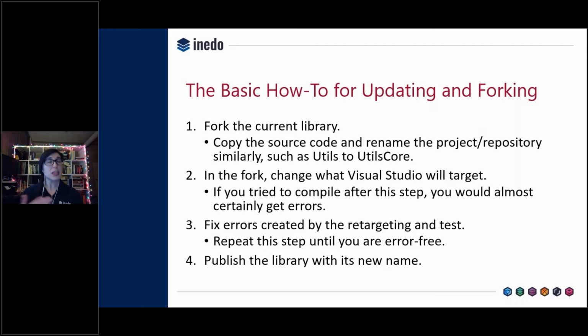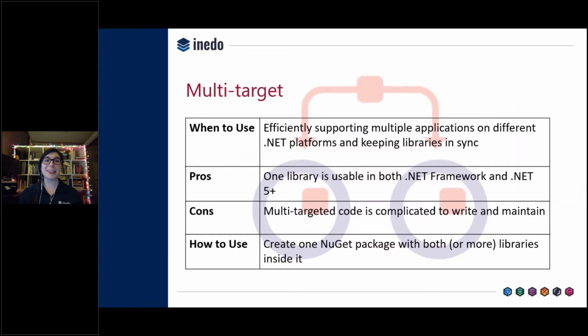So if you tried to compile after this step, you would very likely get errors. So to avoid that, you fix the errors created by the retargeting and test until you are error-free, and publish that library then under its new name. Pretty easy. The next one is getting into the more complicated territory, and that is multi-targeting.